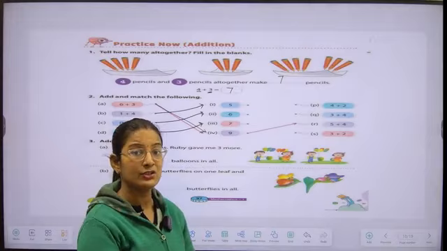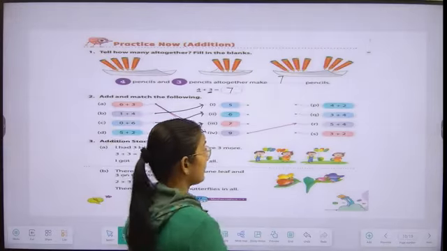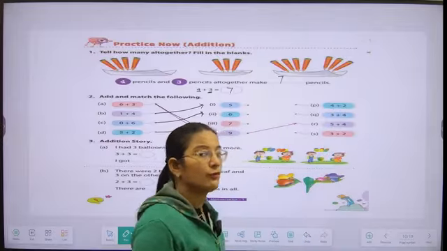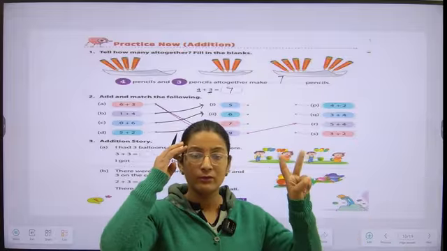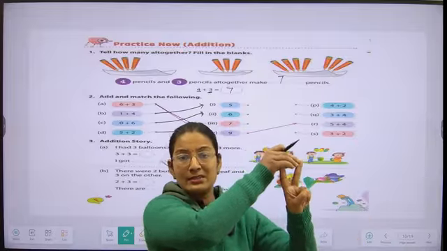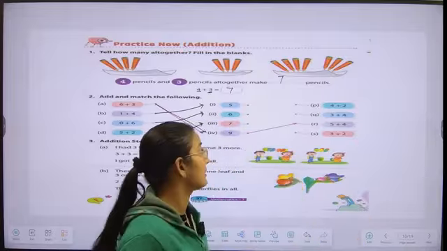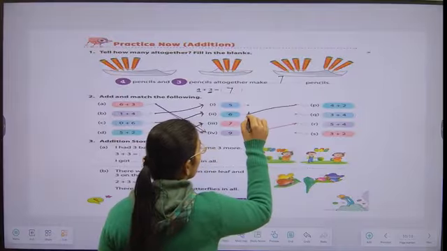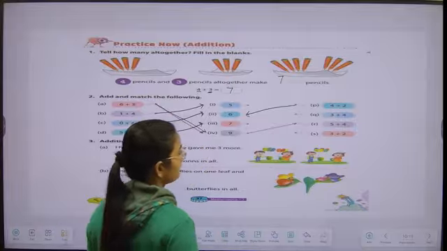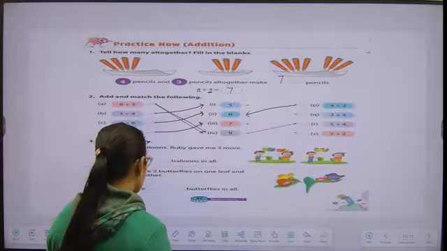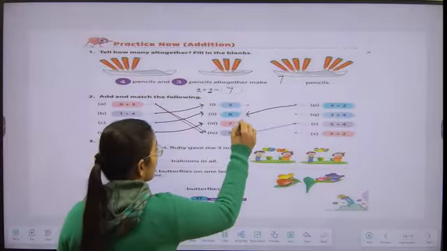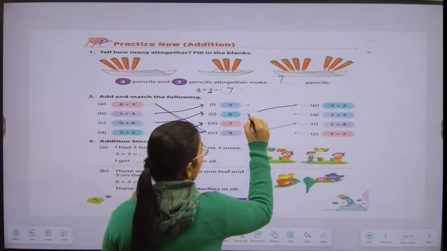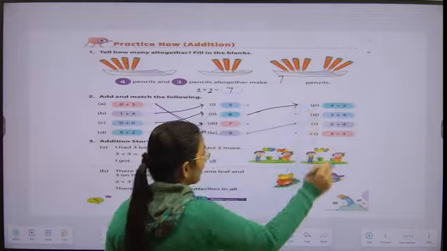Again start addition. Now for the first one, what is this? 4 plus 2. So 4 in our mind and 2 on finger. 4, 5, 6. What I'm getting? 6. Let's start matching with 6. Just like this. Okay, or you can make the arrow on the other side also. So what I'm doing? After matching it, you have to make the arrow like this.